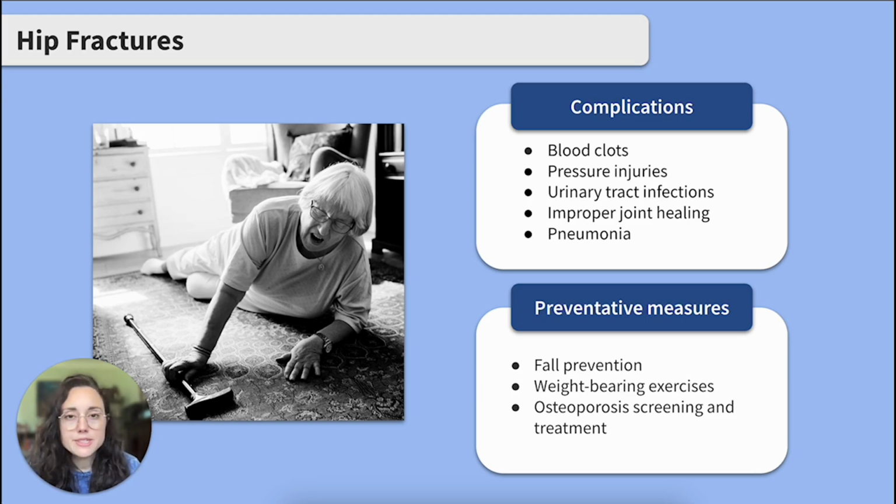What are the complications of hip fractures? Well, a client with hip fractures will likely be fairly immobile, right? So, we'll be looking for complications related to immobility. These would be blood clots, pressure injuries, urinary tract infections, non-union, where the hip does not heal properly, and pneumonia. To prevent these complications, we'll want to be sure to reposition the client, maintain good hygiene, assist toileting needs, and practice deep breathing exercises.